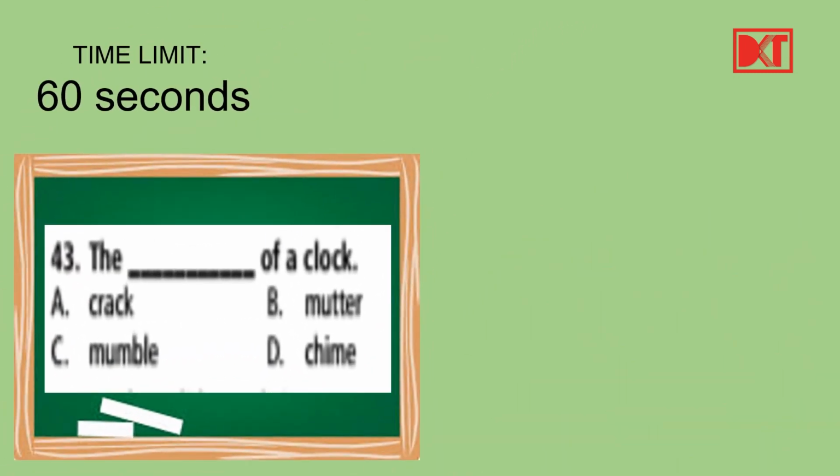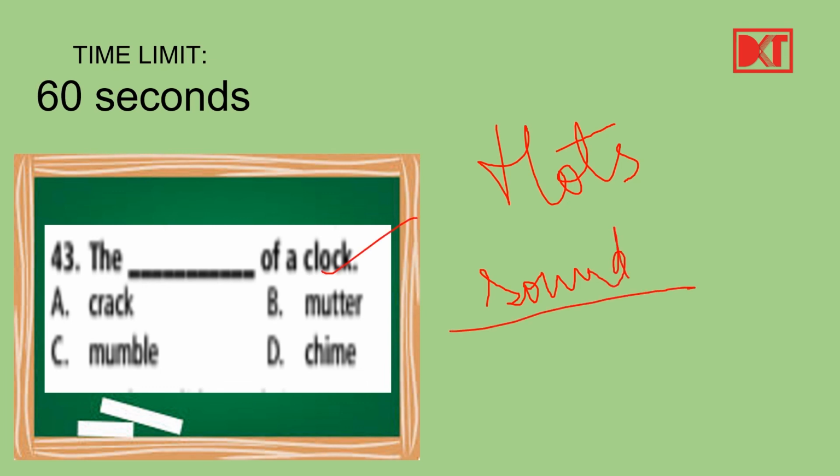Okay, now this is the last question. This is the hot question. Here, the dash of a clock. What do we have to talk about here? Sound. The sound of what? Clock. What is the sound of a clock? A, the crack of a clock. B, the mutter of a clock. C, the mumble of a clock. Or D, the chime of a clock. Which is the chime of a clock. Now with this we come to an end for questions on nouns. That's all for the questions.